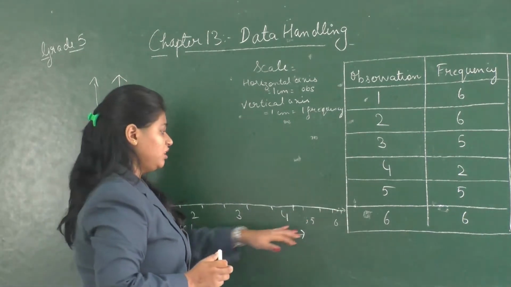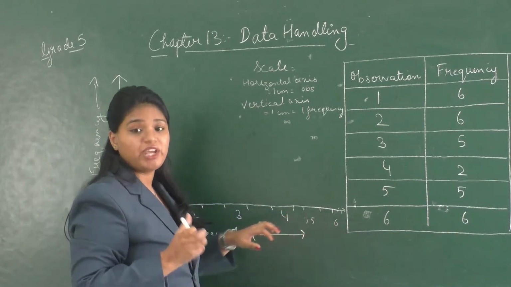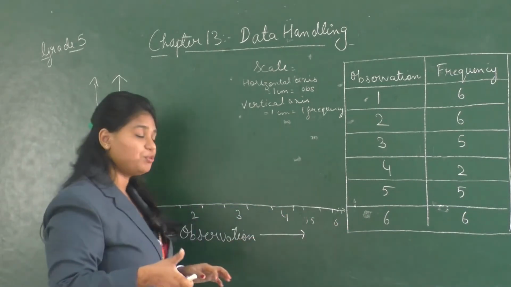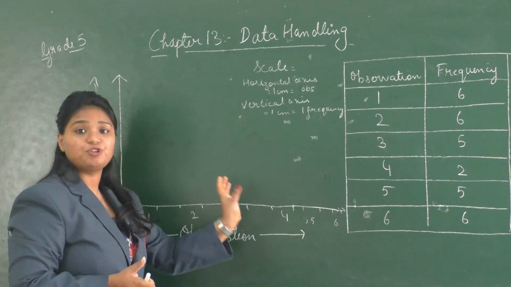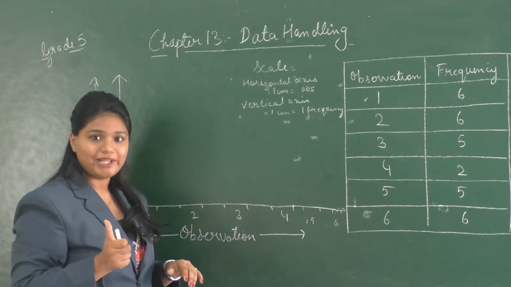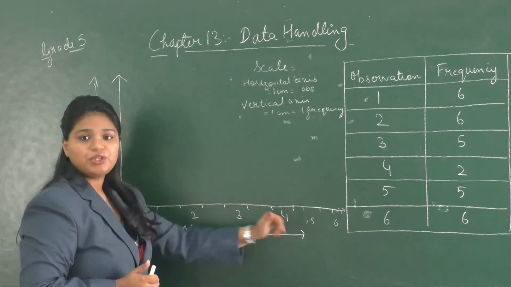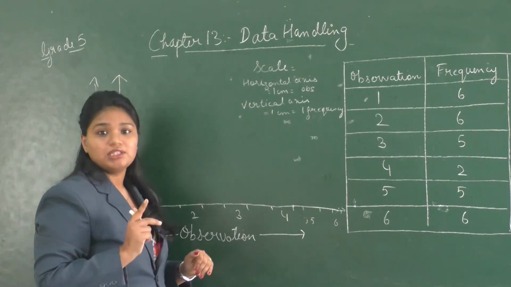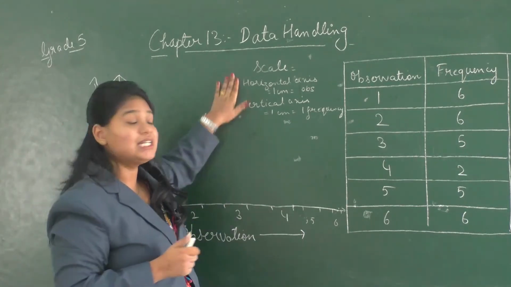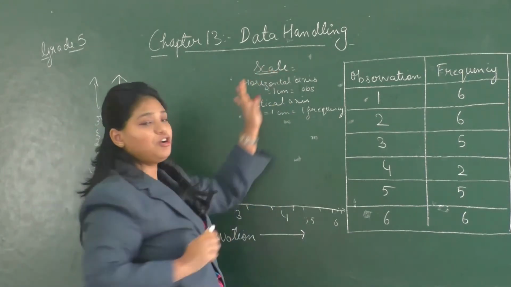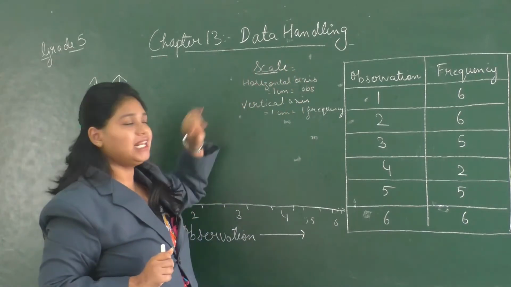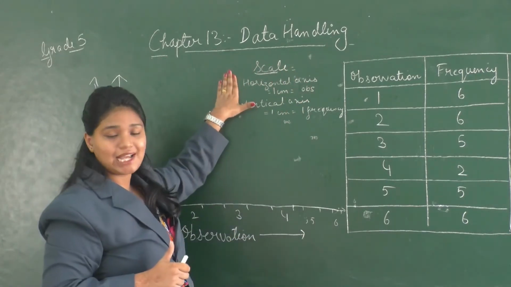Okay, now here since there is not enough space, when you are marking it in your notebook, you have to be careful that the blocks should be of equal width, that is of 1 centimeter. Now after doing this much, the second important thing is that you have to mention the scale. So at the top of your notebook you will write scale and then you will write horizontal axis.